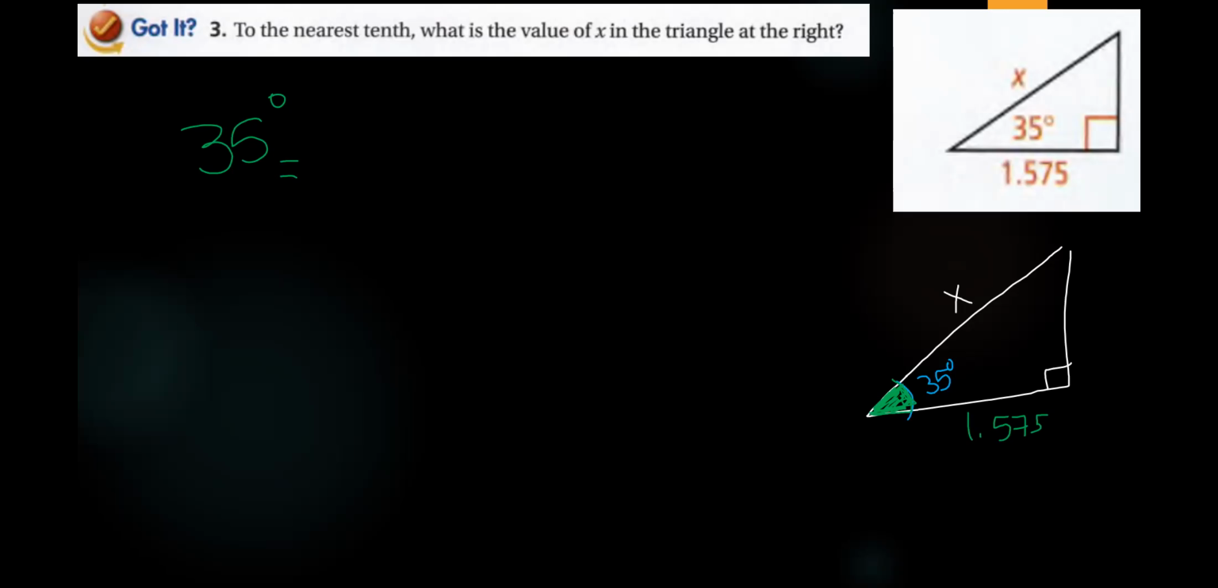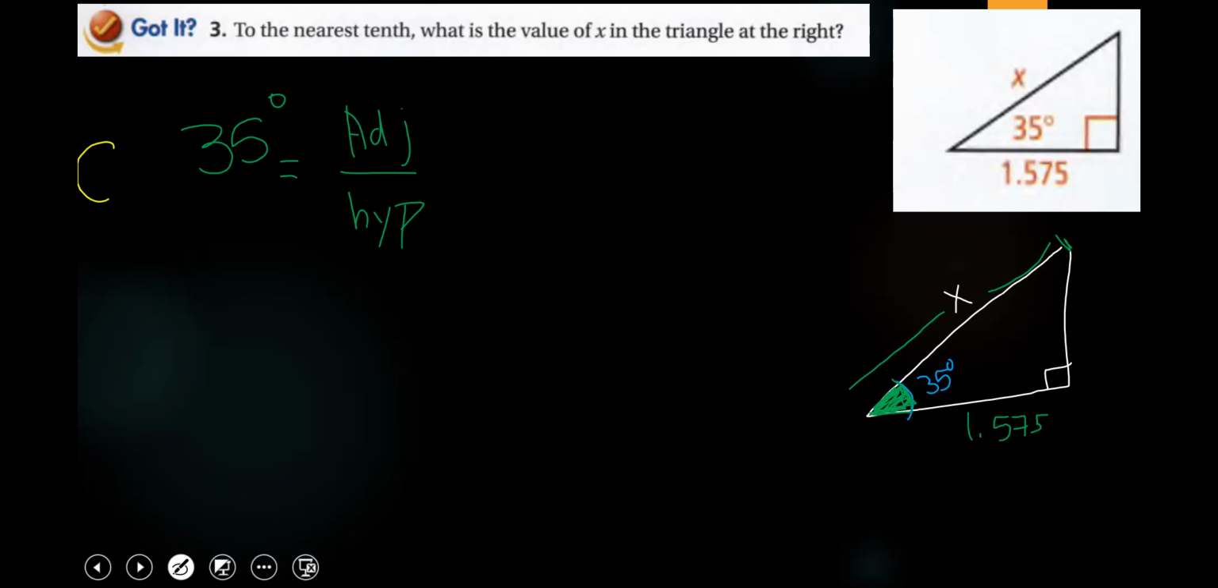1.5, is it opposite to the angle 35? No, adjacent. So I have an adjacent over... I told you, since this is the longest side, we name it the hypotenuse. I have now the adjacent and the hypotenuse. So which formula should I use? Or which ratio?